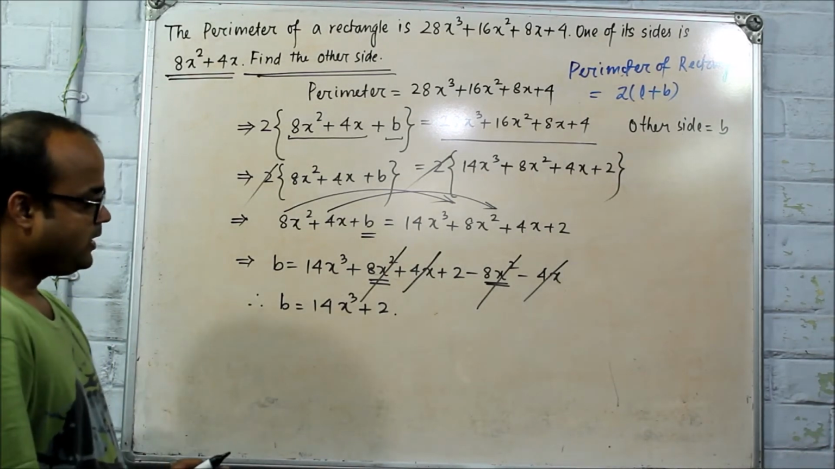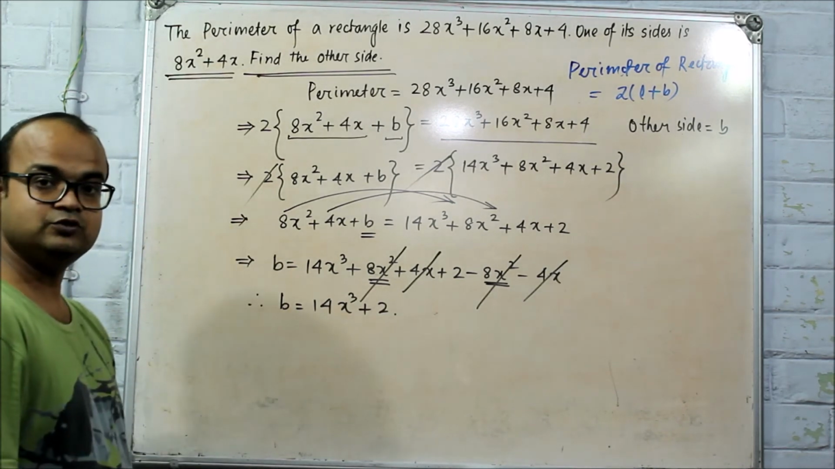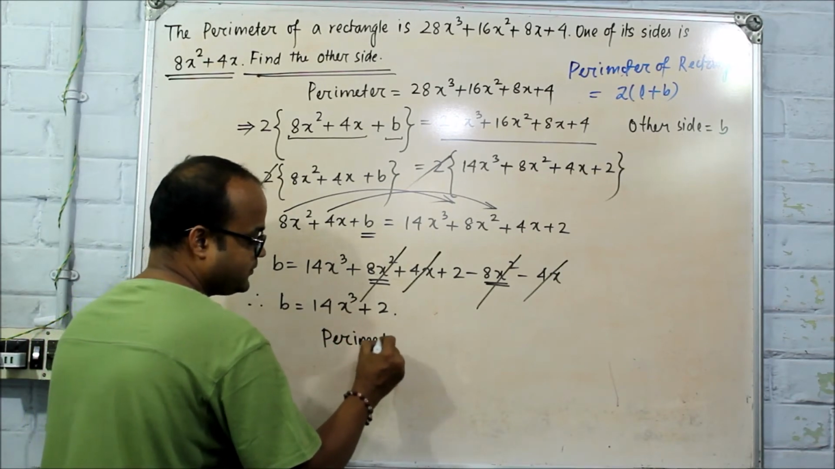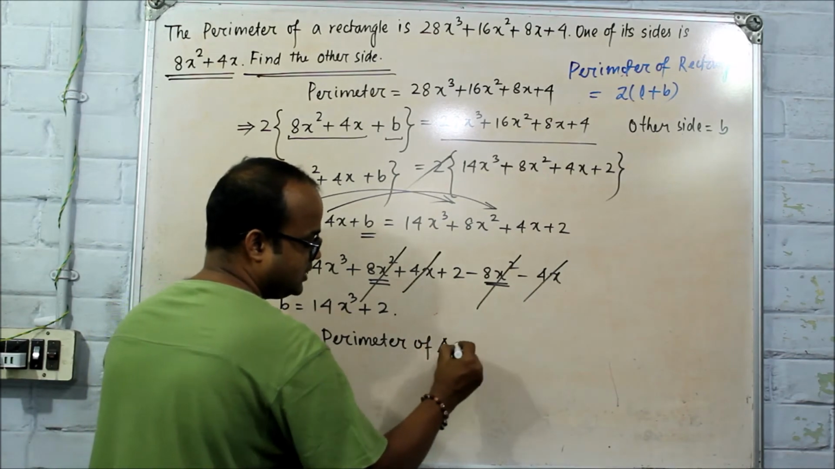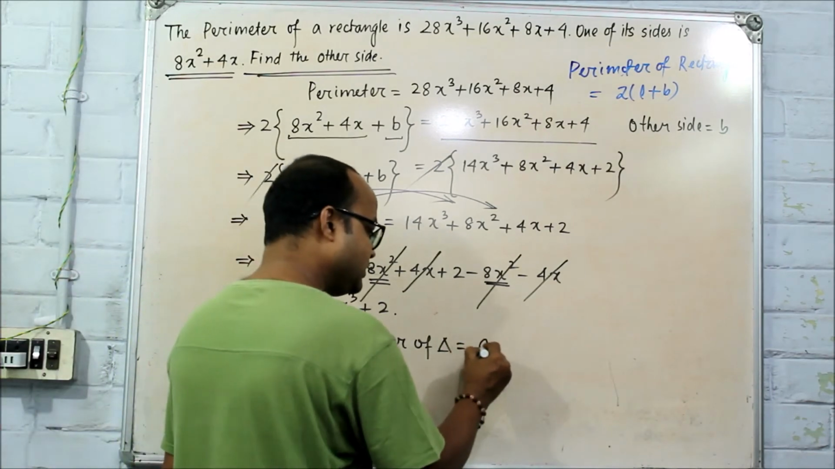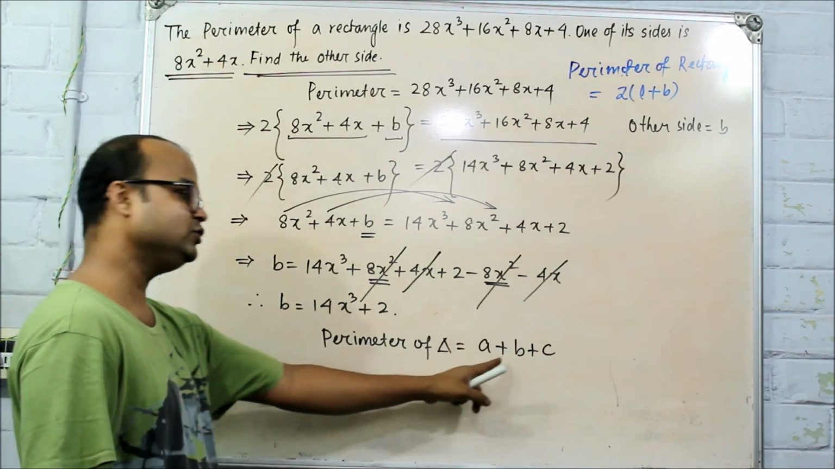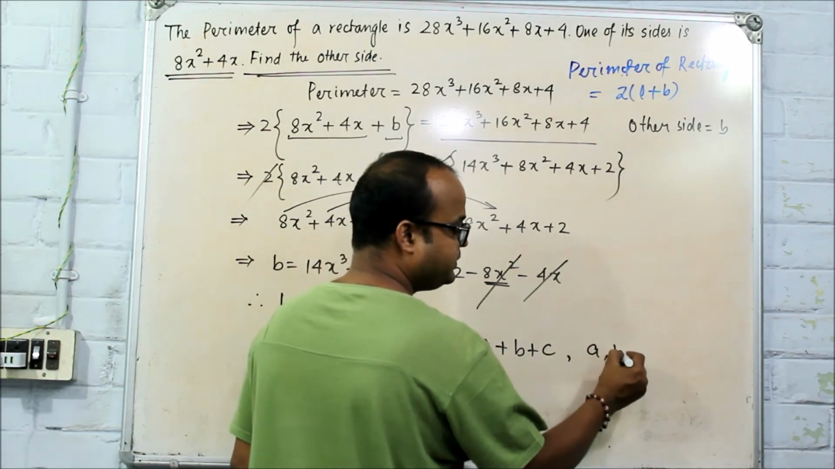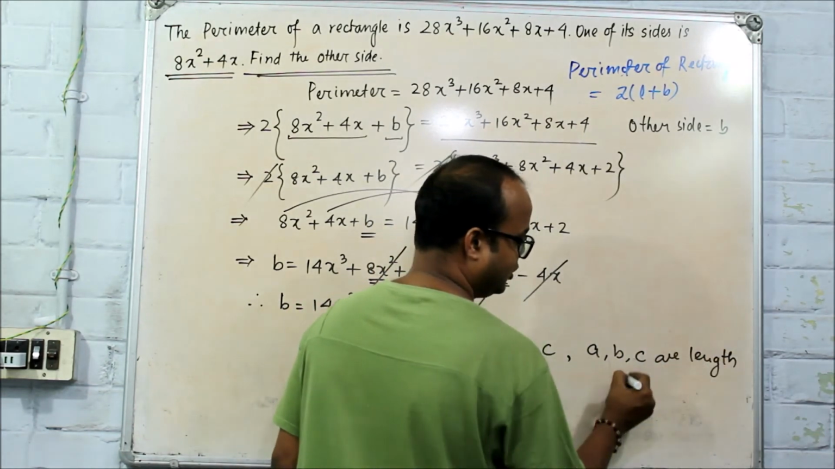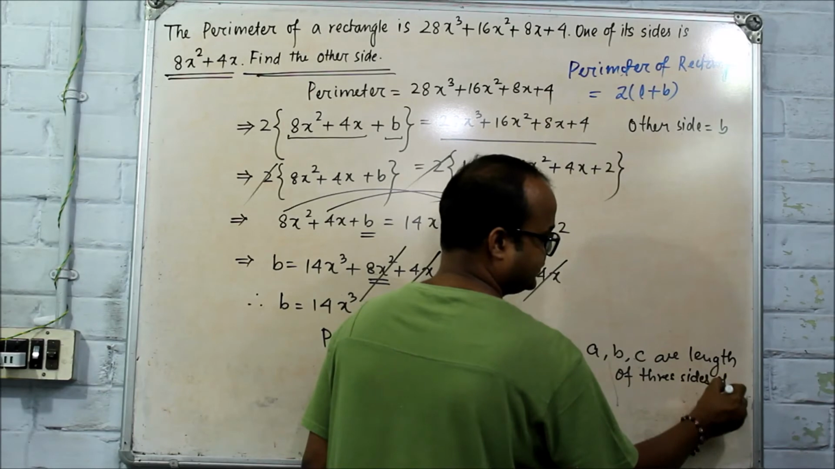Clear? Now, suppose the perimeter of a triangle is given to you. The perimeter of a triangle is equal to the sum of the lengths of the 3 sides. For example, if the lengths of the 3 sides are a, b, c, then the perimeter is equal to a plus b plus c, where a, b, c are the lengths of the 3 sides of the triangle.